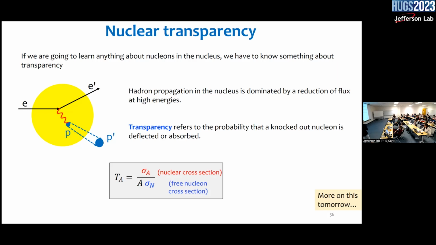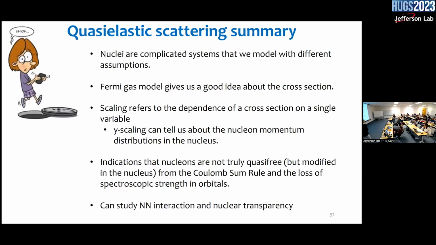So we defined the nuclear transparency as basically just the probability that a proton survives to get out of the nucleus. Okay, so not all protons, you don't knock them all out and they all just escape and you can measure them. Some of them are absorbed, deflected. And so we can measure basically the transparency, and it's different for different nuclei because, as we already saw previously, different nuclei are bigger, they have more particles, different interactions. And so we're dominated at high energies by reduction of flux when hadrons propagate outside the nucleus. So we'll also talk about this tomorrow.